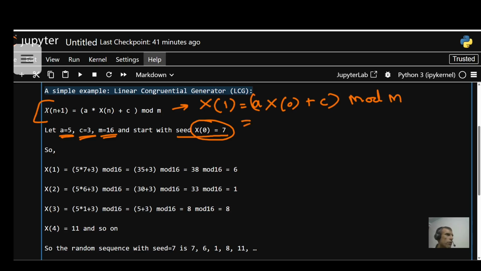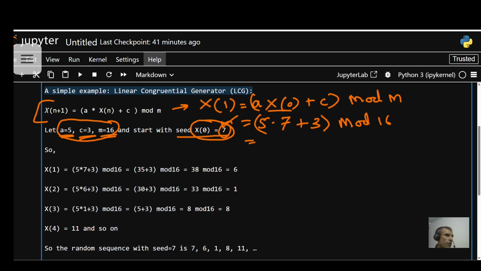Now substitute your values of a, x0, and c. What is my a? My a is 5. Multiplied by x0, which we already know is 7. Plus c, which is 3. All my values are right here. Then mod m, which is 16.